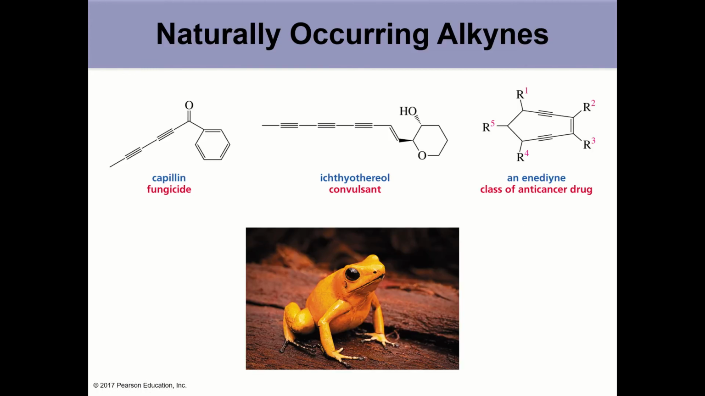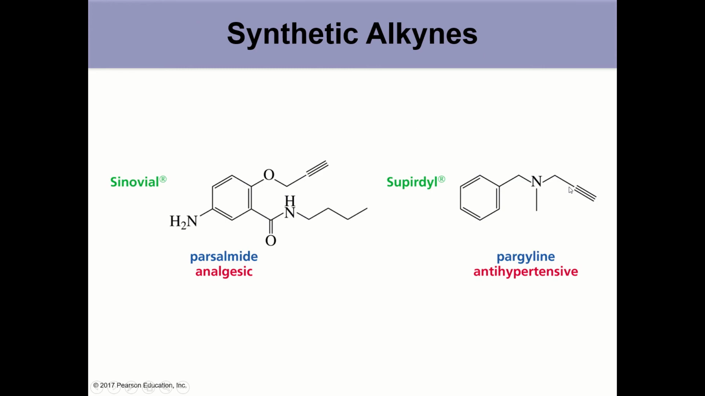Okay, some naturally occurring alkynes include capillin, ichthyotherol, a convulsant, and an enediene, shown here, which is a class of anti-cancer drug. So there are several anti-cancer drugs, and the variation between the drugs is variation in the 5 R groups around the enediene. Some synthetic alkynes that are not naturally occurring include the parasalmide analgesic, synovial, and pargylene, the antihypertensive.